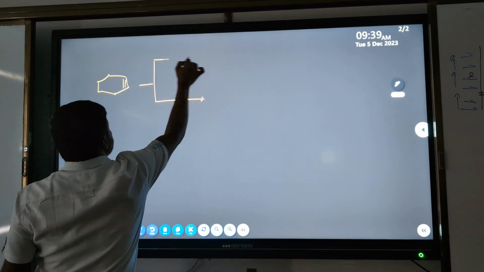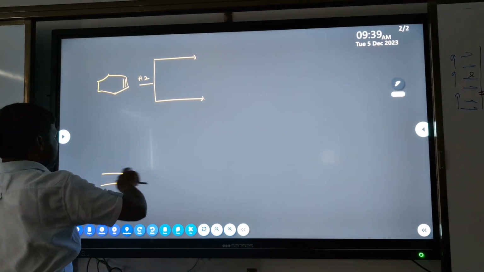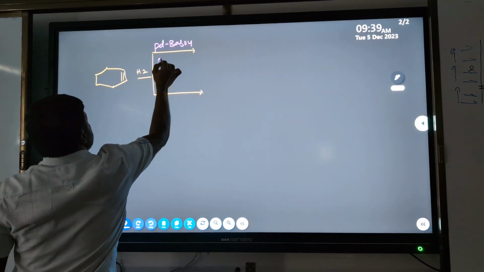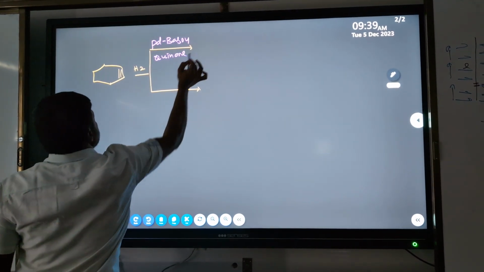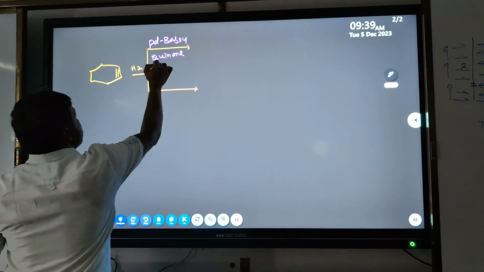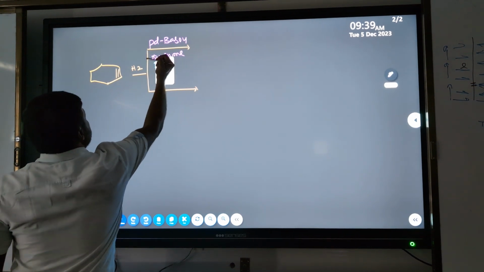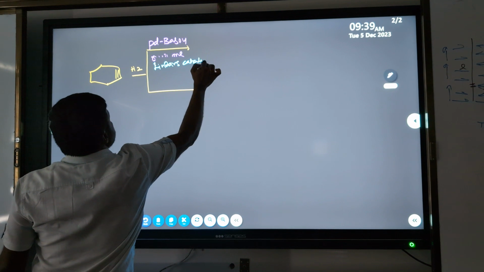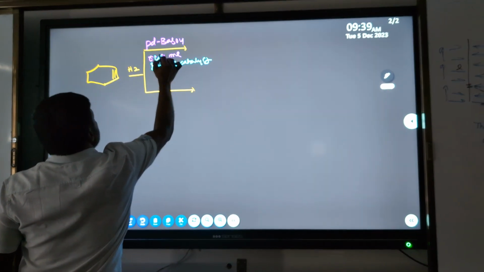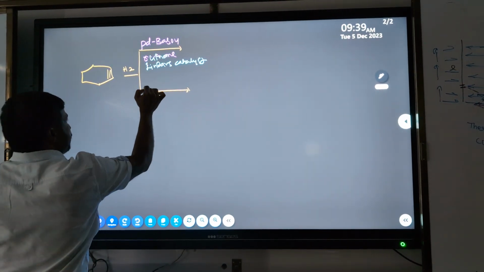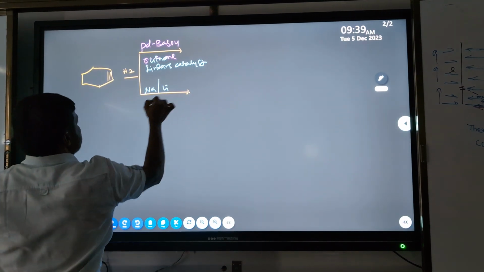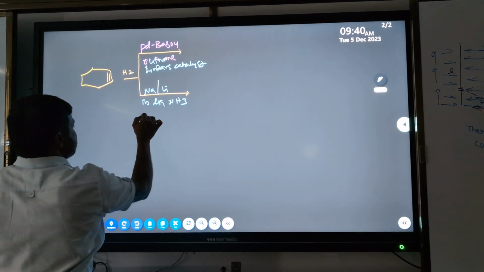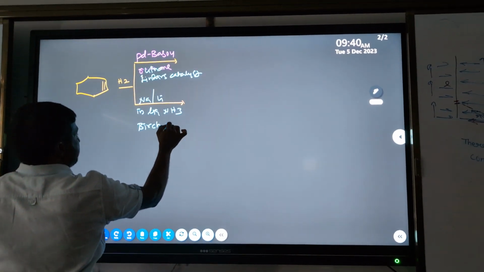The simple trick is: whenever it reacts with hydrogen in the presence of palladium barium sulfate, with a small amount or trace amount of phenol, this we are calling Lindlar's catalyst. Then one more is sodium or lithium in liquid ammonia. This is a Birch reduction.